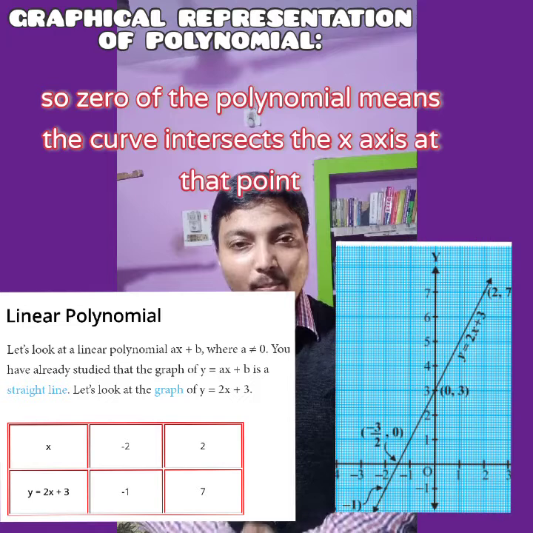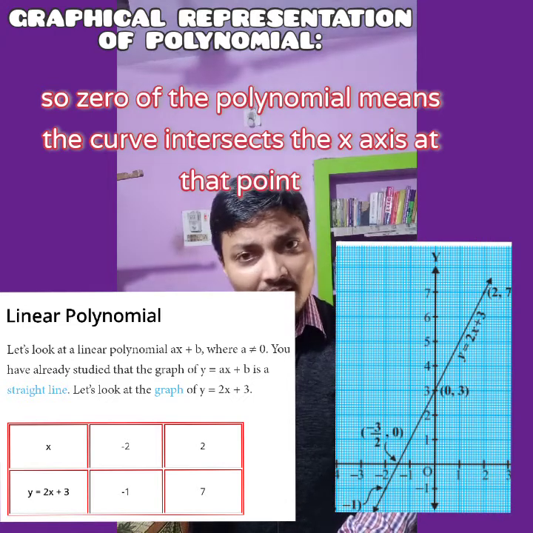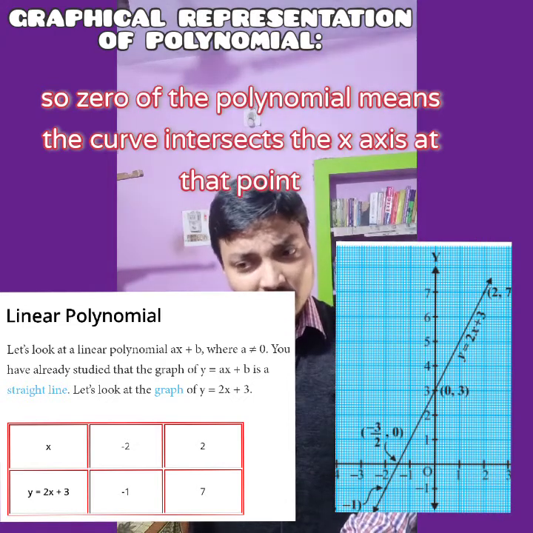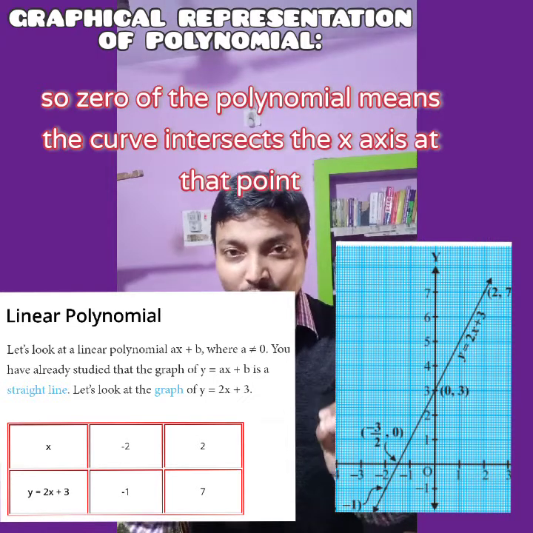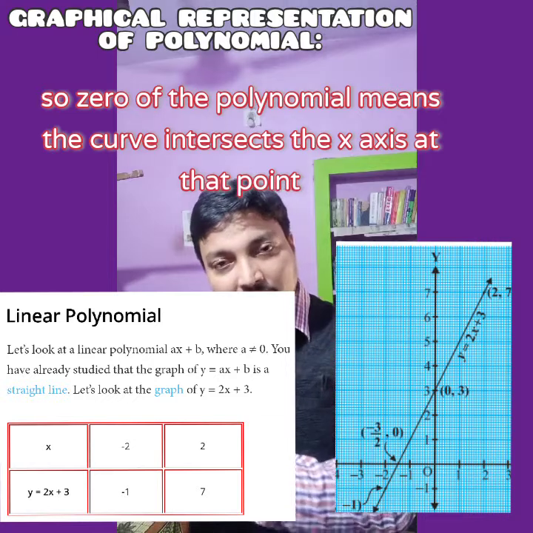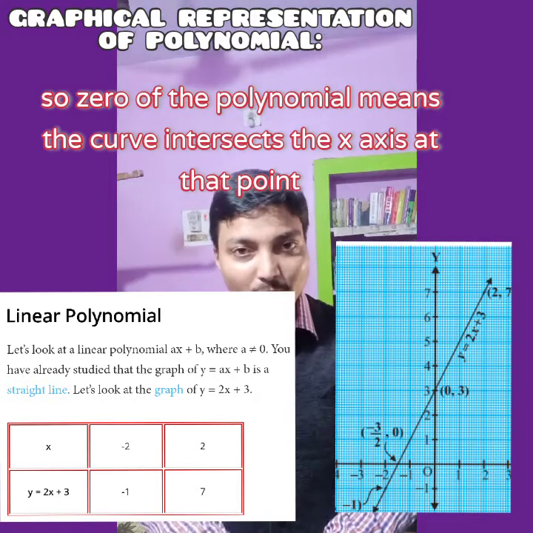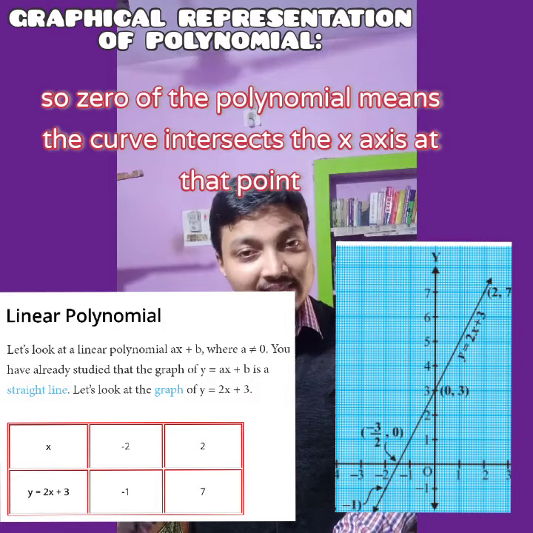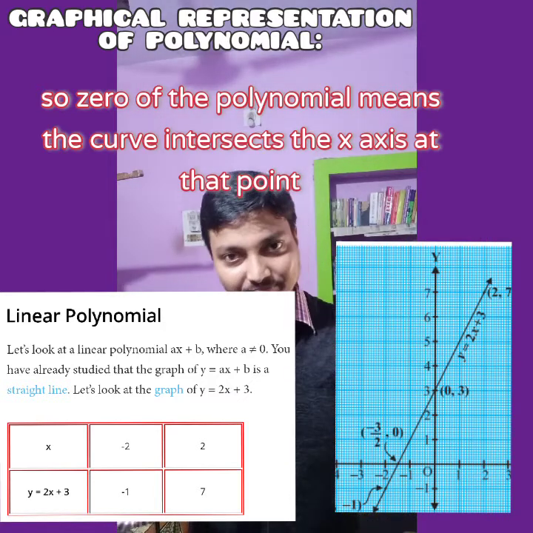So the zero of the polynomial is none other than where the linear graph intersects the x-axis. Clear? Zero of the polynomial means where our linear graph intersects the x-axis; that is called the zero of the polynomial. Zero of the polynomial means the point at which the line intersects the x-axis.